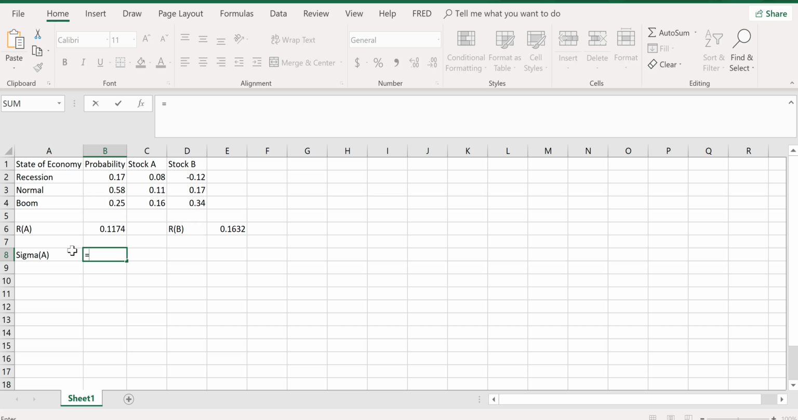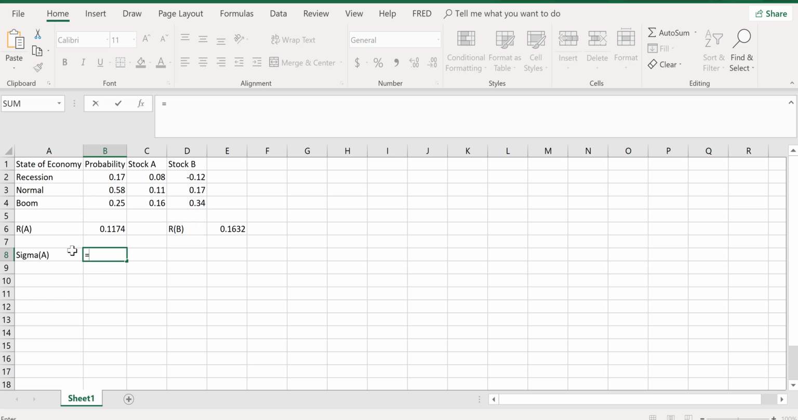And then we multiply that squared deviation by the corresponding probability. And then we sum up all these products, the product of the probability and the squared deviations. And then we take the square root of the total sum.